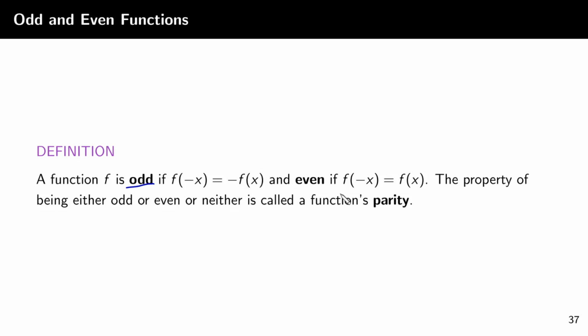Even naman siya if f of negative x is equal to f of x. Ibig sabihin, kapag pinalitan natin yung x ng negative x, we just get the original function. Walang nagbabago sa function. It's possible for a function to be neither odd nor even. Okay. And the property of being either odd, even, or neither is called the function's parity.